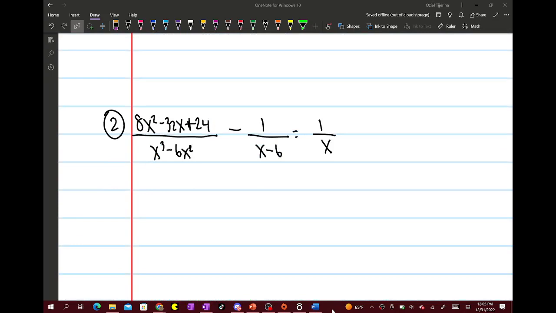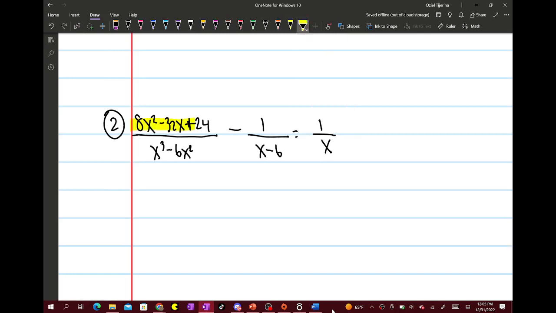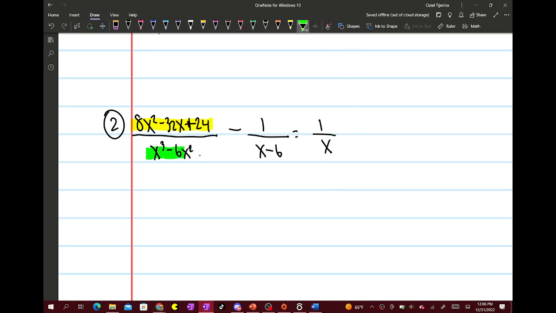Okay, so this is the second one and the last one that I'm going to be working on in this video. So for this one, what you have to do is factor this and also this. So we're going to do the exact same thing we did in the last example, where we factor all these polynomials where the degree is greater than 1.